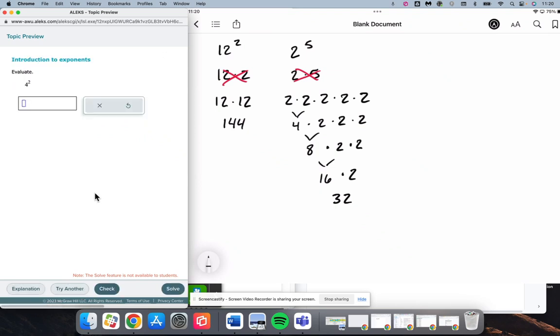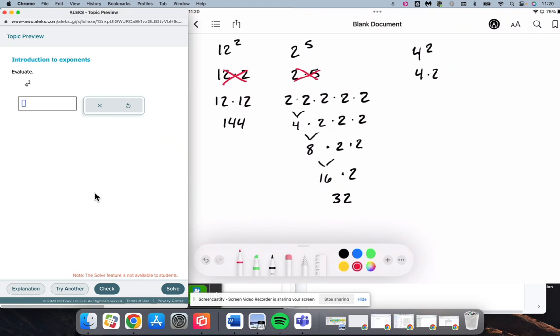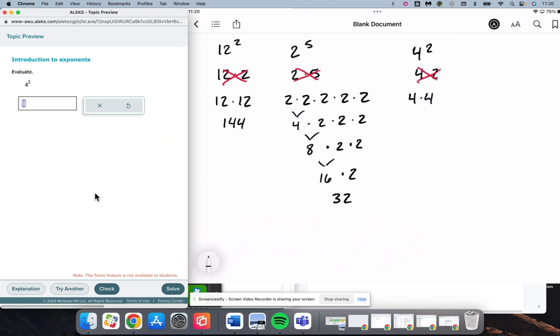Okay, we've got 4 to the power of 2 as our next one. This does not say 4 times 2. No, that would be 8. This says 4 times itself twice. And 4 times 4 is 16.